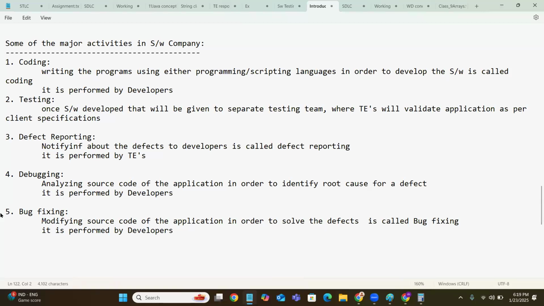So coding, testing, defect reporting, bug fixing, like this are the major activities. But as a tester, what are the activities we do as a test engineer? We do testing. That is our job. Then defect reporting.